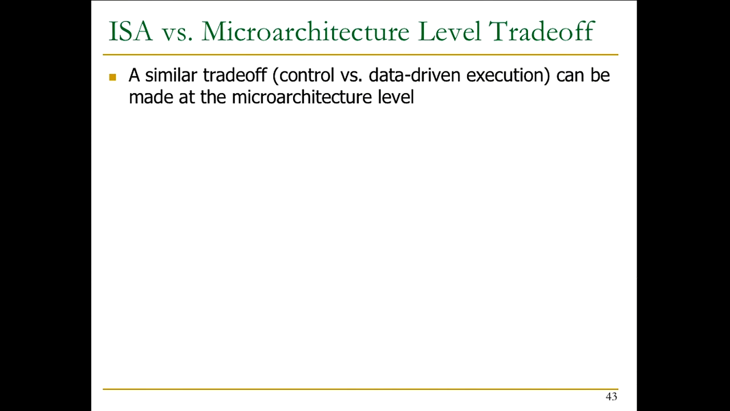So, okay, as I said, a similar trade-off, control versus data-driven execution, can be made at the microarchitecture level. So you can actually think of these trade-offs as independent. You can have a sequential, von Neumann control flow machine at the ISA level versus a data flow machine, and sequential versus data flow at the microarchitecture level. And you can combine all options. You can have 4 different options, right? Some of them may not make sense.